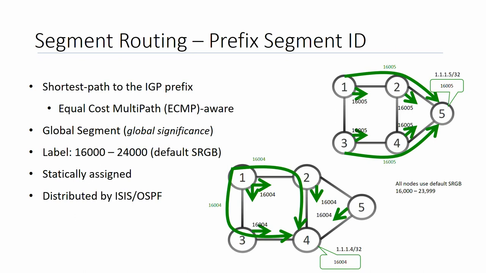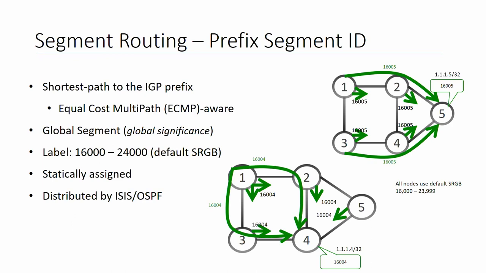And here we have a better explanation with some clearer pictures. So for the prefix segment ID, if you look at the top right picture up there, you have a source as node 1, and you have a destination node 5, okay? So node 1, when forwarding the packet towards node 5, will obviously go through node 2 and node 5, of course, right? Now what that means is that on node 1, the label stack will have only one segment ID or label. So just to make it clear, a segment ID equals a label. It's the same thing.